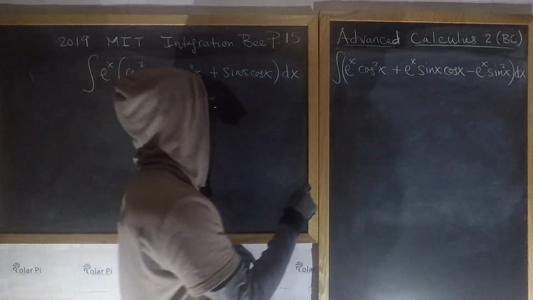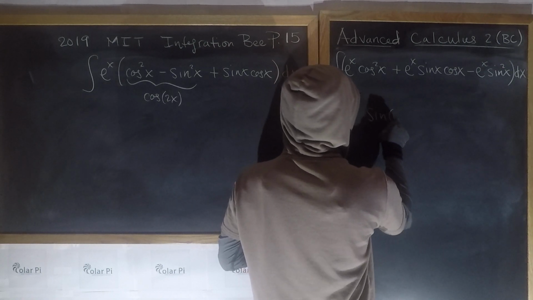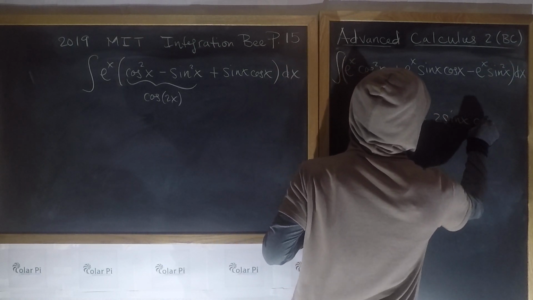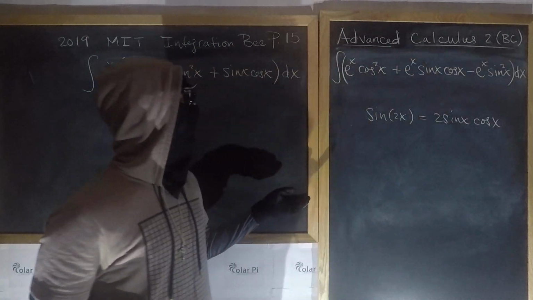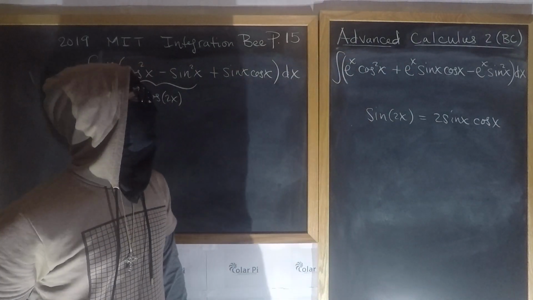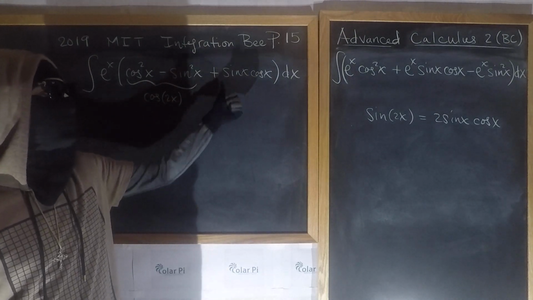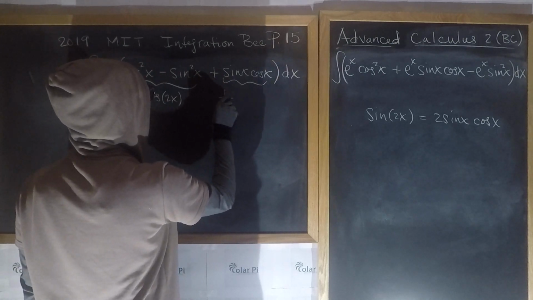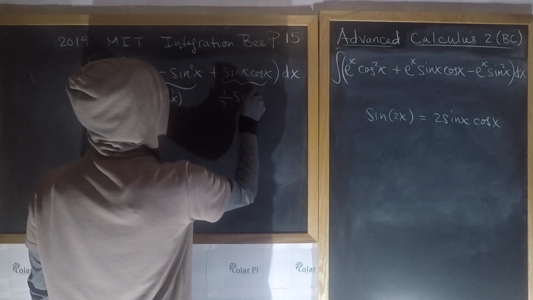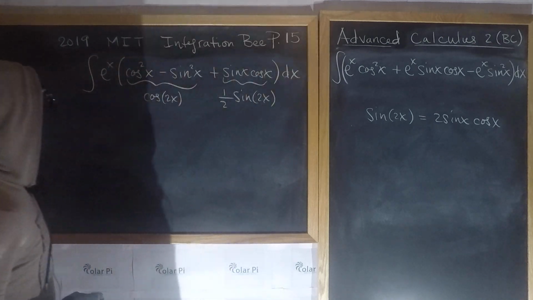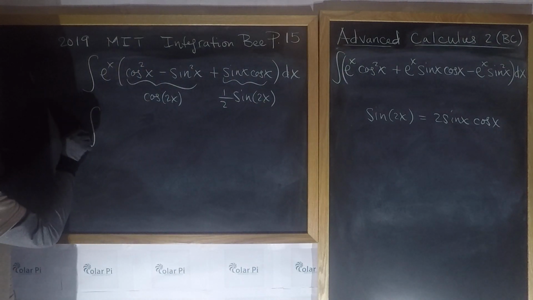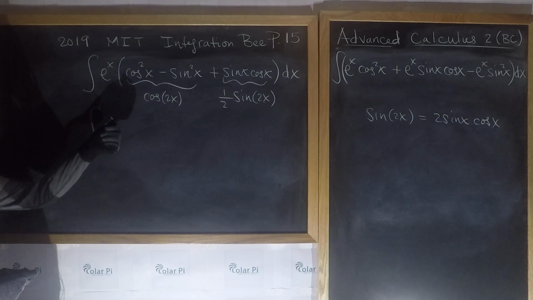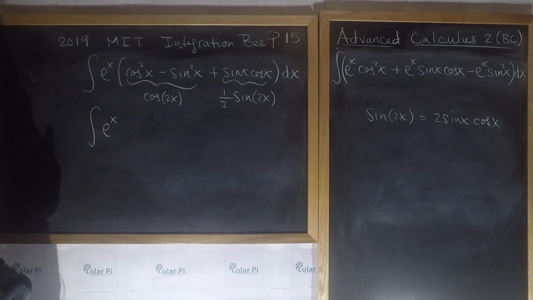Now remember, sine 2x is equal to 2 sine x cos x. So if I divide both sides of this by 2, then I see that sine x cos x is equal to a half sine 2x. So this here is a half sine 2x. Okay, so just substituting these, I see that my integral is e to the x times cosine 2x plus a half sine 2x dx.